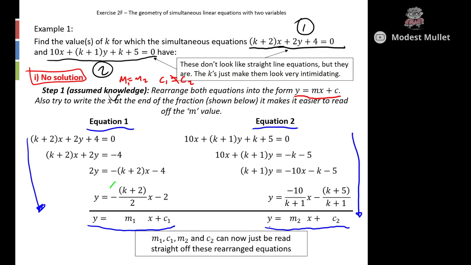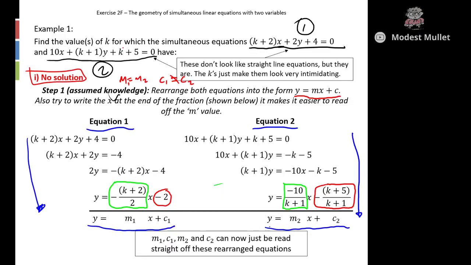I'll draw them out here. Rearranging, that's our first m. Rearranging equation 2, that's our second m in front of the x. So our m is anything attached to and in front of the x. And then we get our c values, which over here we get c is equal to -2, so it doesn't have any of the k's in it. But over here in the second equation, through all the rearrangement, we end up with that being our c. And that changes depending on what we let our k's equal. So step 1, rearranging, we now have a new form of equation 1 and equation 2.